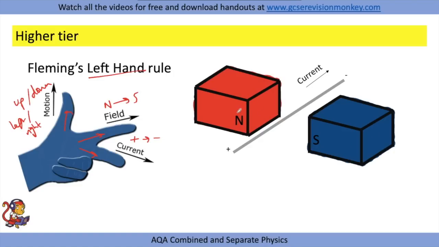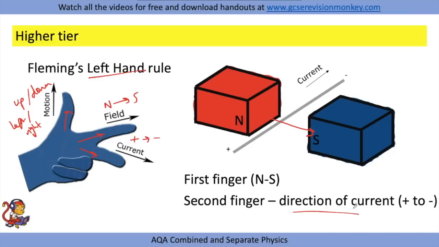You've got some magnets here, a north and a south of two magnets, and you have a wire going in between. So these magnets are producing a magnetic field. You're placing a wire carrying current in the magnetic field from positive to negative, so that will experience a force. So the first finger you point north to south, so you'd point the first finger in this direction. You would point your second finger in the direction of current, so that will be from positive to negative.